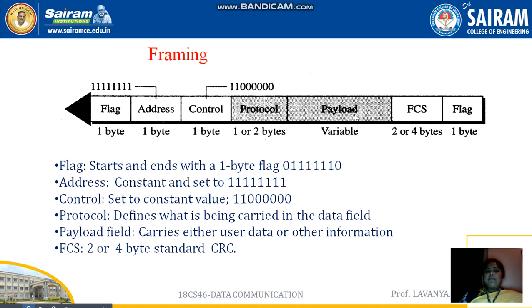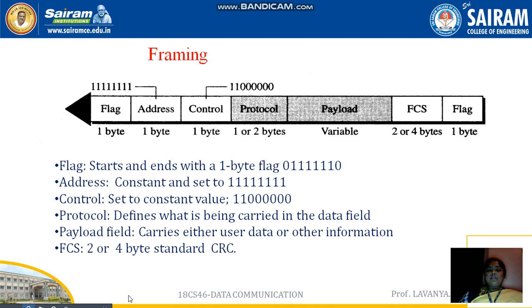The flag function starts and ends the frame with the help of a sequence. It carries one byte of information, and the given sequence contains the starting and ending pattern. It ends with zeros. Look there: the starting bit is also zero, and it ends with zeros too. So this is our flag function.